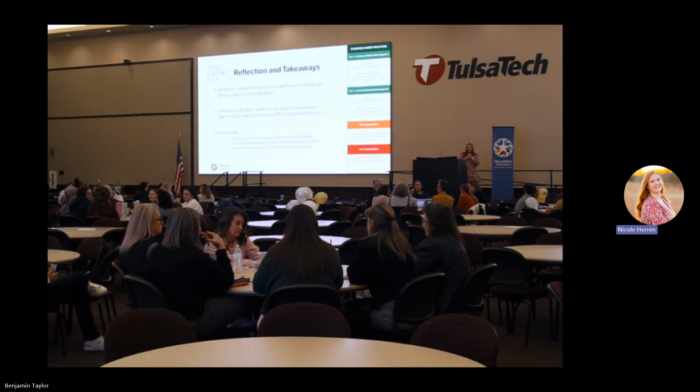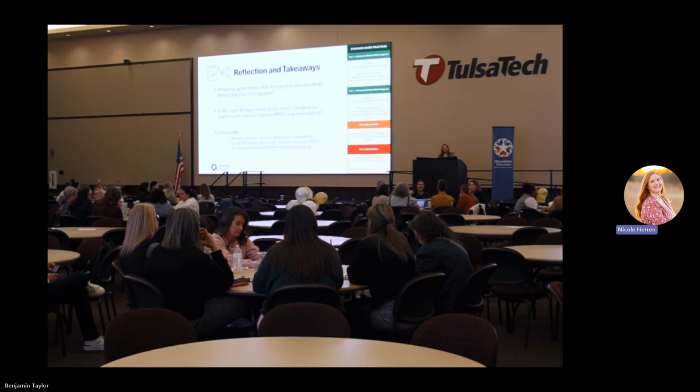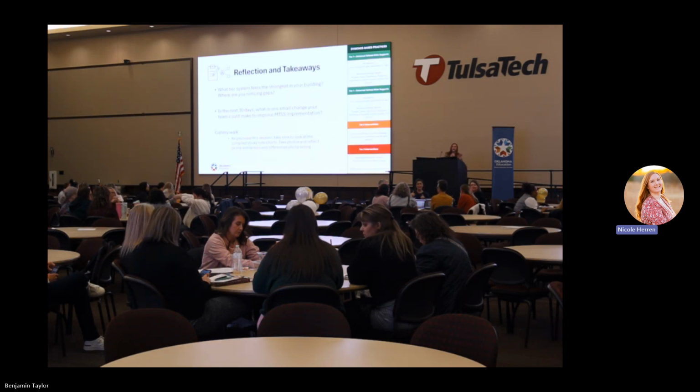Just some general things to think about too as you're talking with your table. Thinking about what tier systems feel the strongest in your building and where you're noticing gaps as you were filling out those sticky notes and sticking them up there. And then in the next 30 days, what's one small change your team could do to improve MTSS?